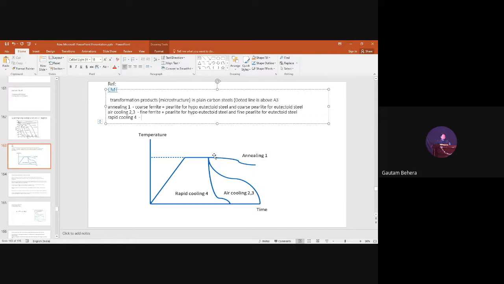Okay, Susri Debasmita, can you answer this one? Susri Debasmita. Tikeshwar, what is the answer to this question? Sir, martensite. Very good, martensite.